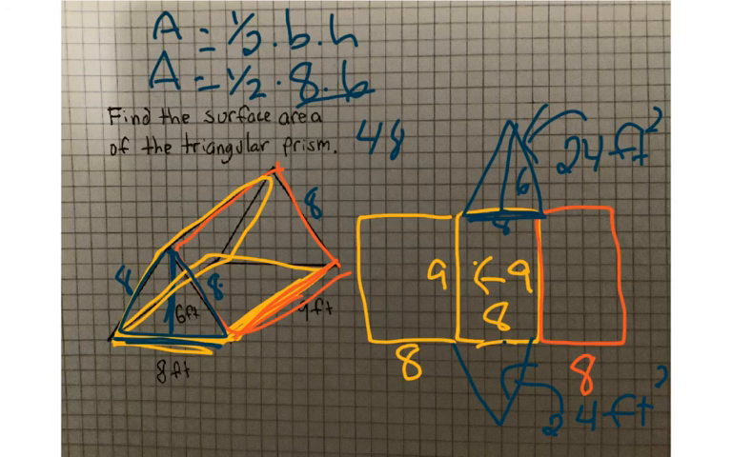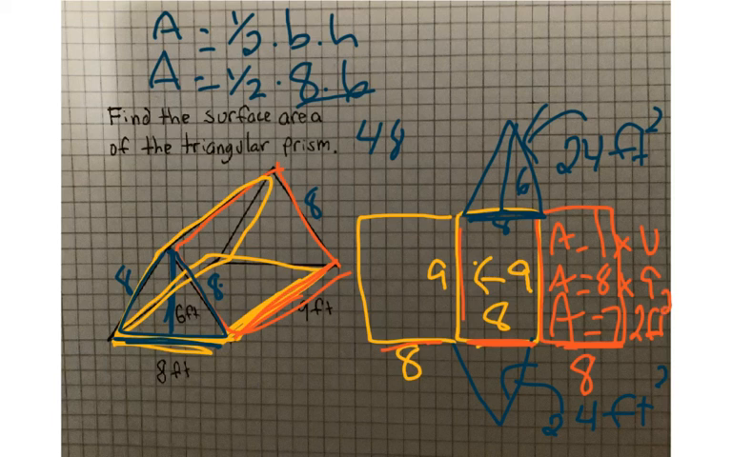Now our rectangles are all the same also. They are 8 here, 8 here, 8 here, by 9s. And hopefully you remember our formula is length times width, which would give us 8 times 9. And 8 times 9 is 72 square feet. I didn't write that very well, but that'd be that one, that would be this one, and that would be this one.